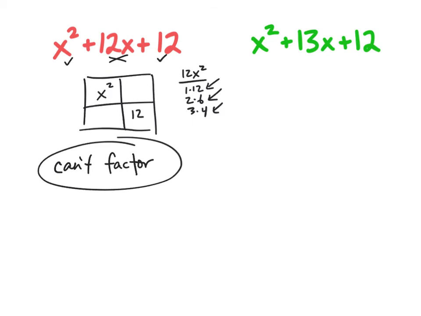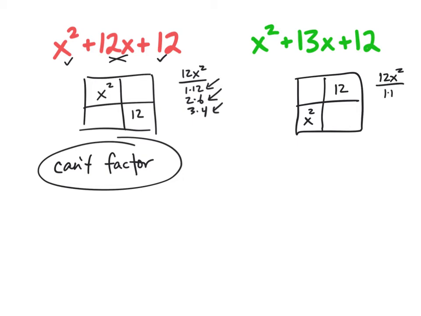All right, we move on to the green one. We've got x squared. I'm going to show you that it doesn't matter where you put your x squared, as long as you put your 12 in the opposite corner. You multiply the diagonal, that's 12x squared. You factor 12. Is there a way to get 13? I see it right there.